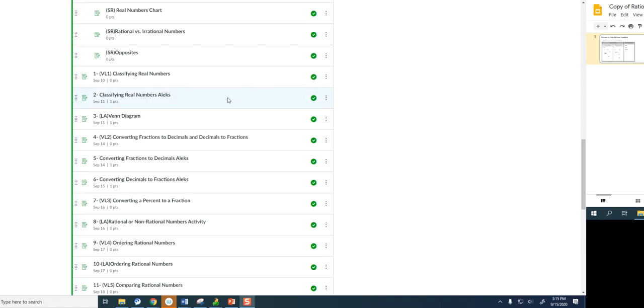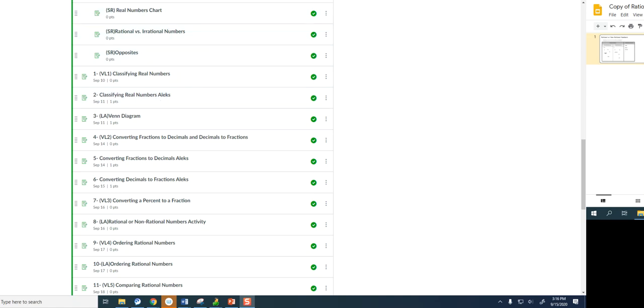Okay, now any of the assignments that say ALEKS, in order to complete this assignment, they're going to need to log into their ALEKS account, and they all have one. They all have an ALEKS account, and I've given them their logins. I don't think I have any students that are still having trouble logging in, but if your student says they can't get onto ALEKS, please let me know and I will send you their login. But in order to do these ALEKS assignments, they have to log into ALEKS.